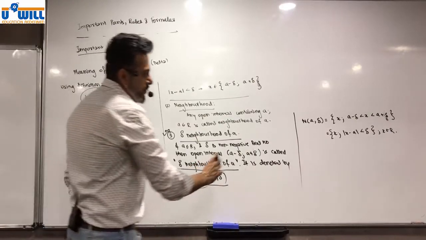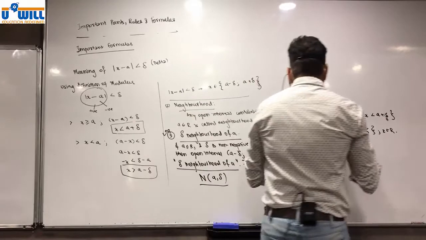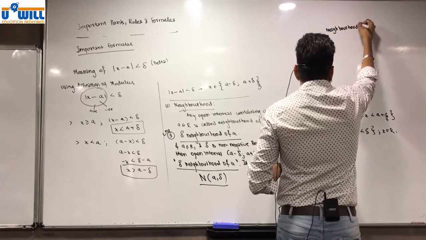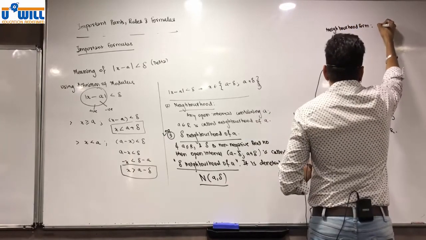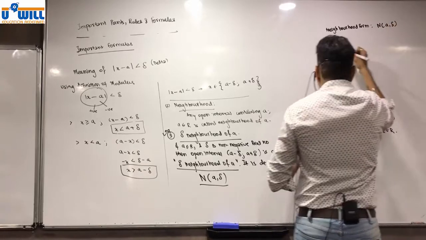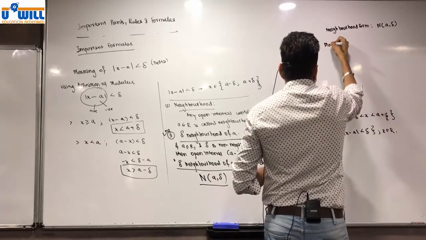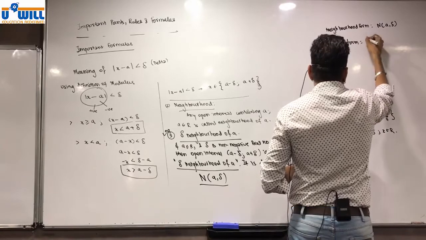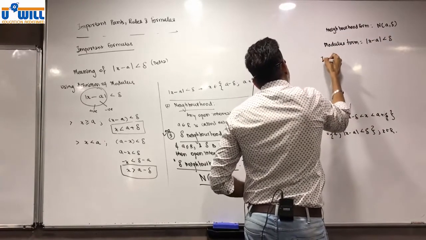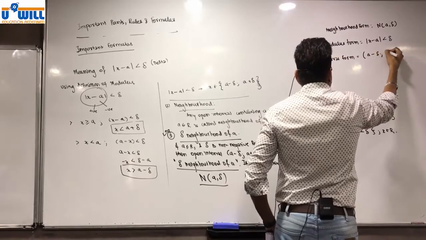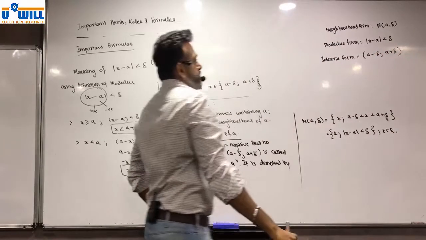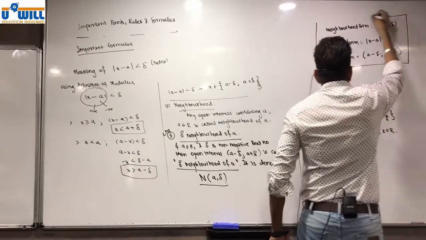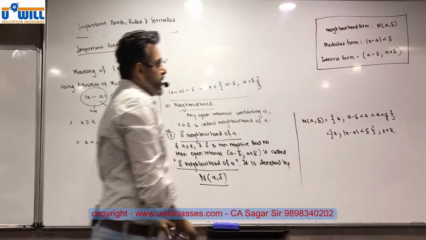Now, based on this, you write three formulas. Neighborhood form is N in the bracket A comma delta. Then modulus form is modulus x minus A less than delta. And interval form is A minus delta, A plus delta. Very important, these three formulas. We'll use them in the exercise. Now, did everyone understand how these three came about?